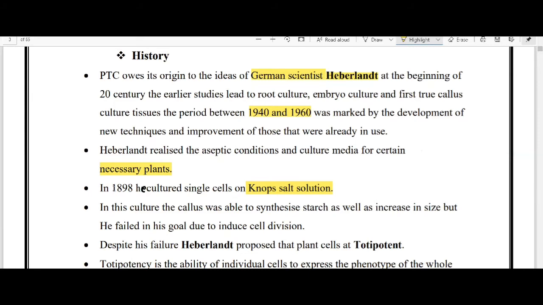In 1989, he cultured a single cell on Knop's solution. In this culture, the callus was able to synthesize starch, which means the cells were dividing as well as increasing in size. But he failed his goal due to induced cell division. In this culture, the cell division increased enormously, and thus he failed. Despite his failure, he proposed that plant cells are totipotent.